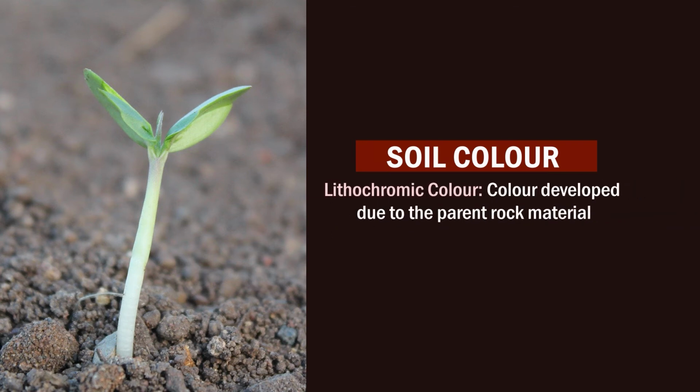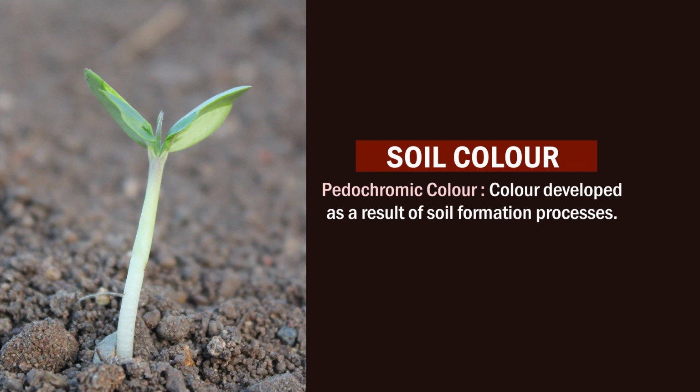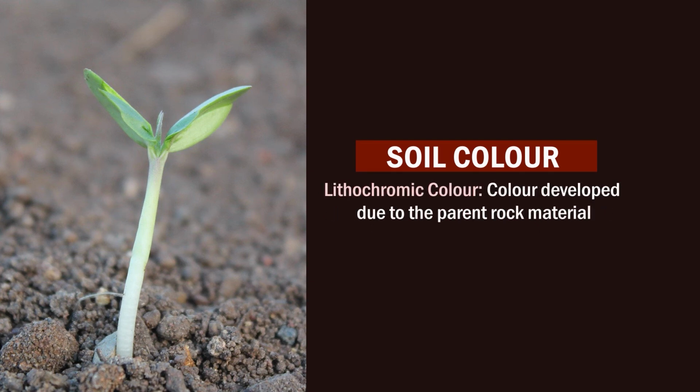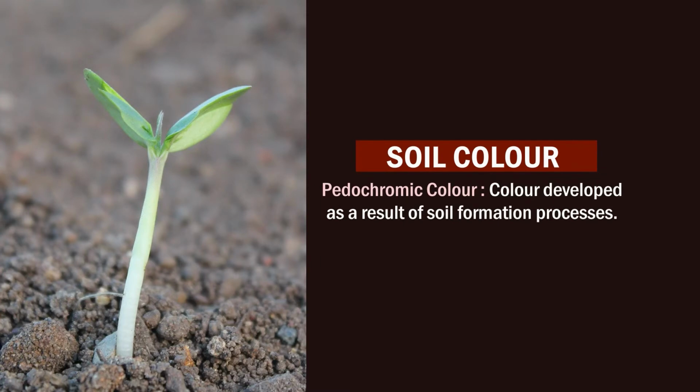Then there is lithochromic color and pedochromic color associated with the soil color. If it is a lithochromic color, we say that the soil has got this color because of the influence of the parent material from which the soil is developed. For example, sandstone gives red color to the soil. Then there is the pedochromic color, which means the soils have got the color as a result of the soil formation process, and there may be the action of different processes of the soil which are taking place, and because of which the color of the soil may change.